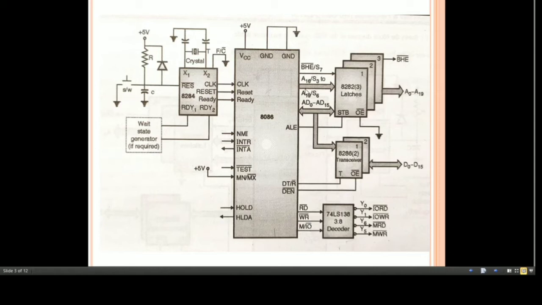The address available on the multiplexed address and data lines is latched by these external latches. For that, the ALE signal is connected to the strobe STB pin of the 8282 latch, and the output enable bar signal of the latch is connected to ground.